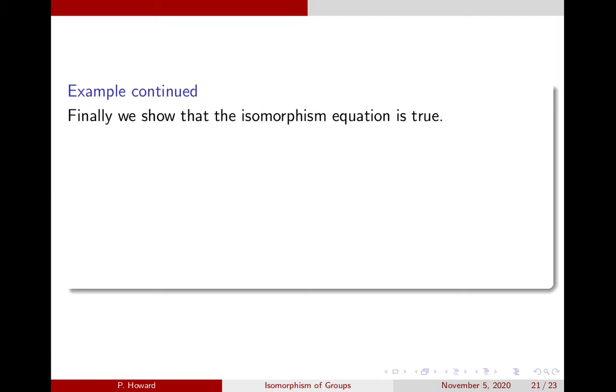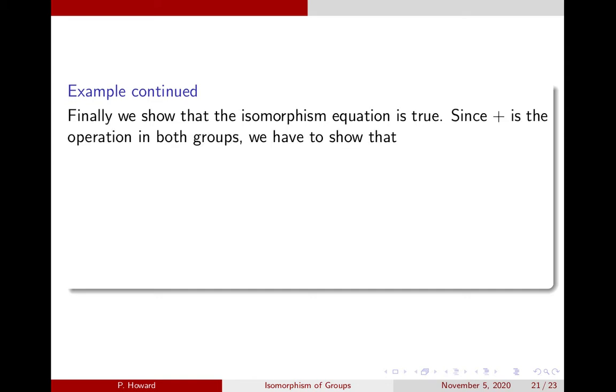And finally, we want to show that the isomorphism equation is true. Since the operation is ordinary addition for both groups, the two groups are identical, what we have to show is that for all real numbers a and b, f of a plus b is f of a plus f of b. And as before, we're going to argue for this equation by simplifying both sides and seeing that they simplify to the same thing.